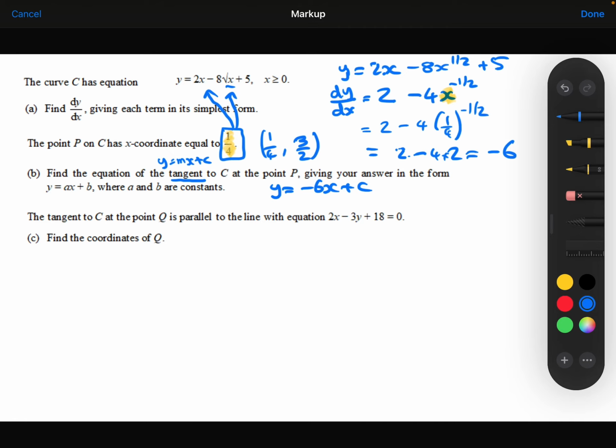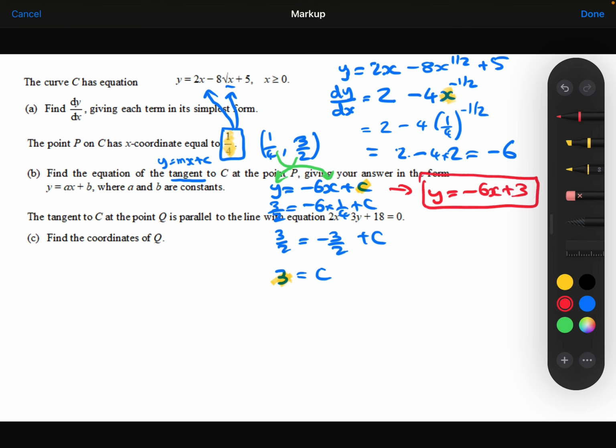So if I substitute this coordinate in, 3/2 is equal to minus 6 times 1/4 plus c. The minus 6 times 1/4 is minus 3/2. So if I add that to both sides, I get 3/2 plus 3/2 is 3. So my c is 3. And the equation of the tangent is y equals minus 6x plus 3. So that's my answer to part B.